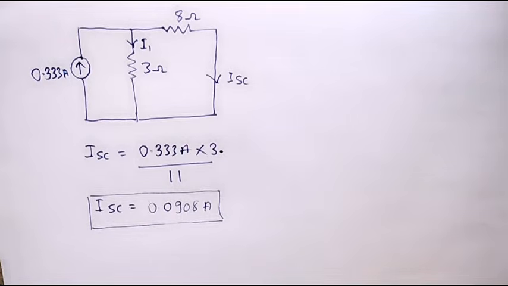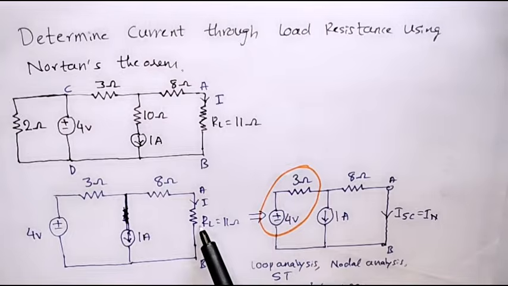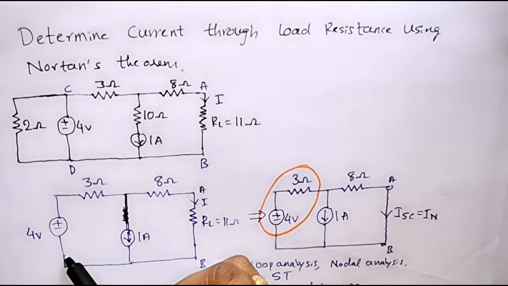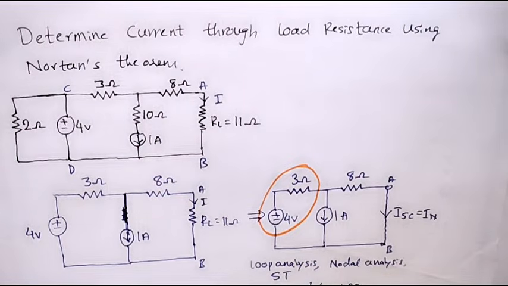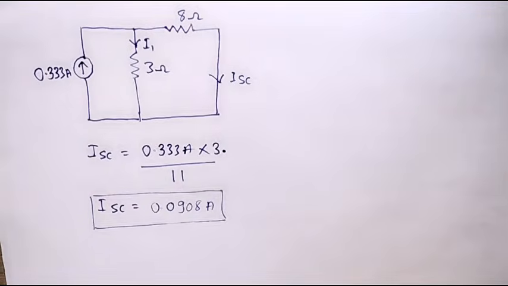So now we are supposed to find Norton's resistance. To find Norton's resistance, we are supposed to remove this resistor. Then the terminals A and B will become open. We are supposed to set all energy sources to 0. That is, setting the voltage source to 0 is nothing but short circuiting it, and setting the current source equal to 0 means open circuiting it. Now we'll redraw the circuit, shorting the voltage source and opening the current source.